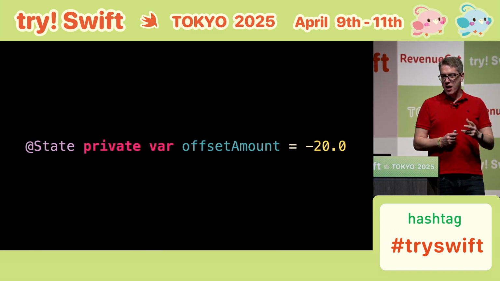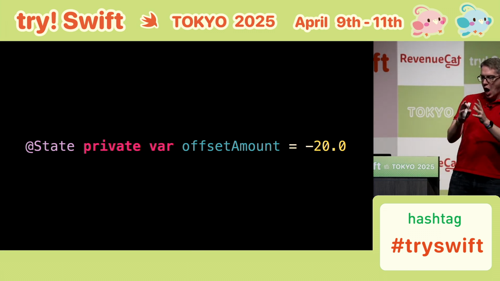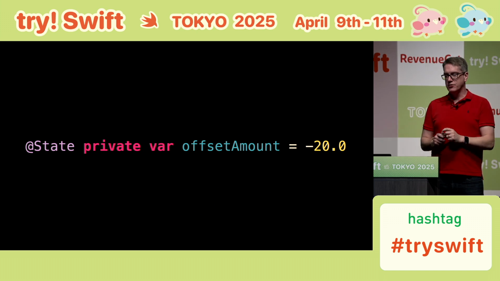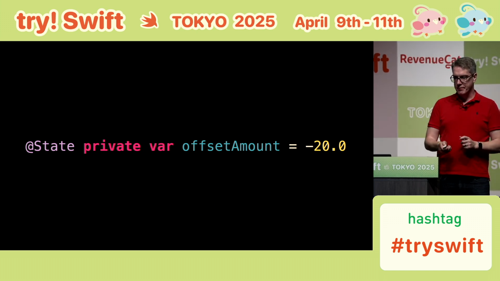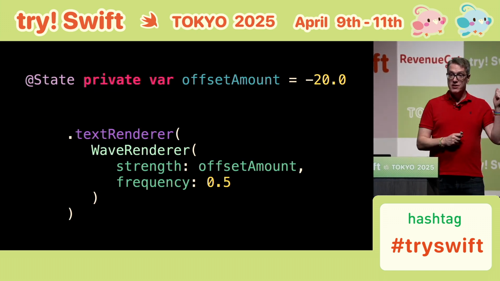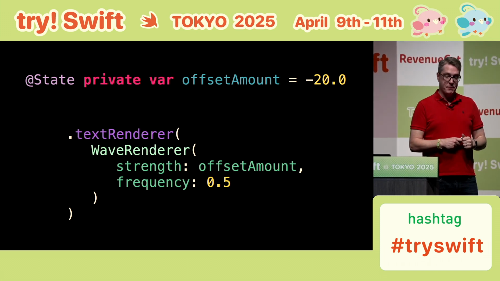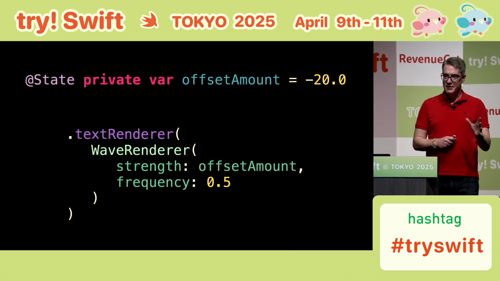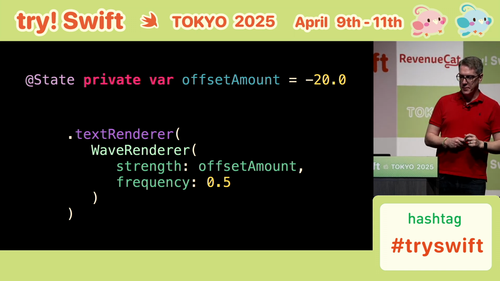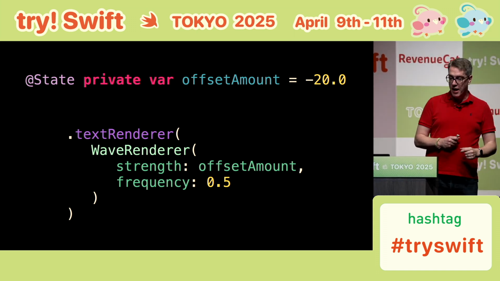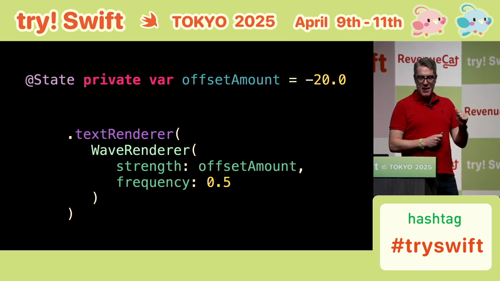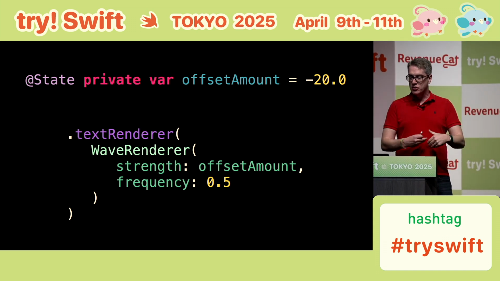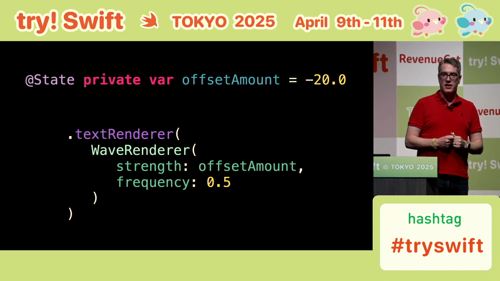We could make the offset amount a local piece of state in our content view, like this. Now we'd use that to create our text renderer. And that's neat, because it's now customizable. But it's also neat because we can ask SwiftUI to animate this value for us, to allow us to move between wave strengths dynamically.